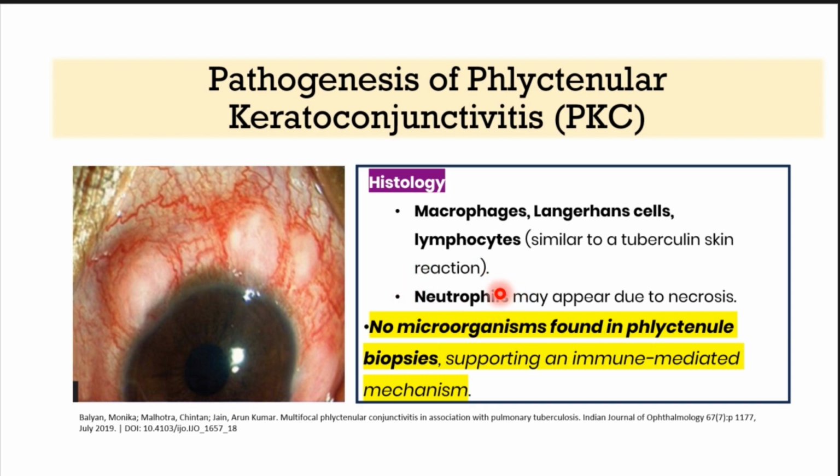What is important to note is that you will not find any microorganism within the phlycten biopsies, and this supports that it is purely an immune mediated mechanism. So although the microorganisms are sensitizing the conjunctiva leading to activation of the immune response, you do not find the microorganisms actively residing within these phlyctens. Okay, so that was the pathogenesis of Phlyctenular Keratoconjunctivitis.